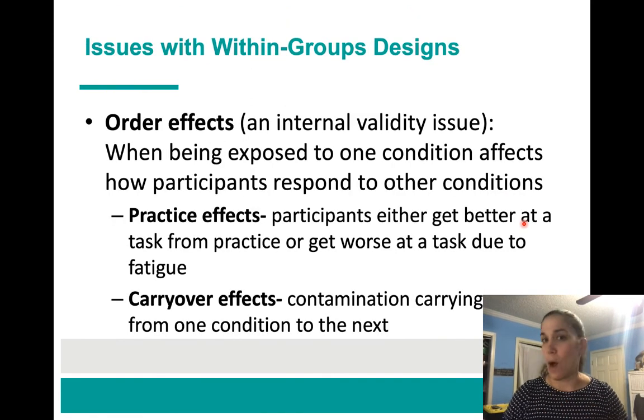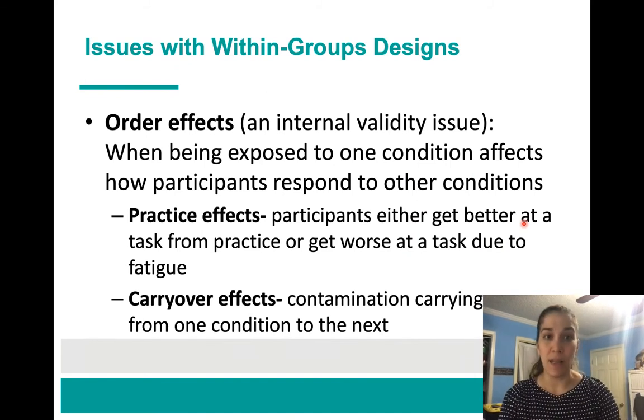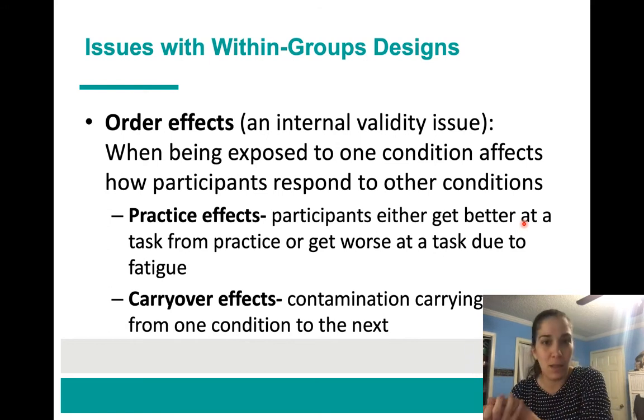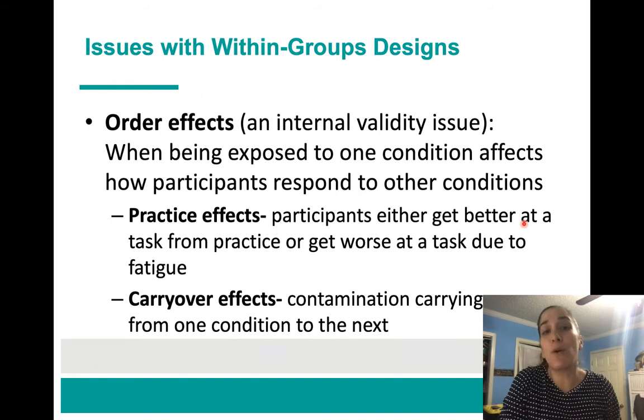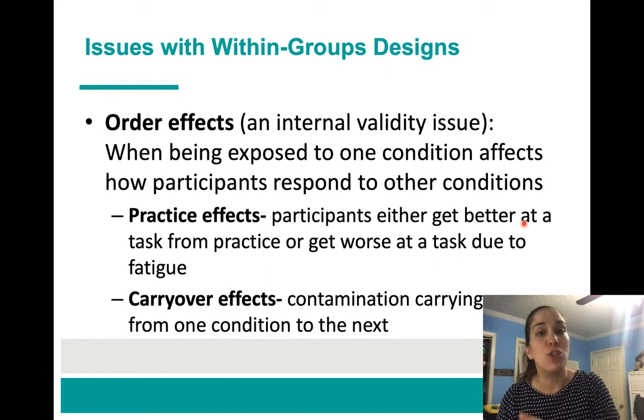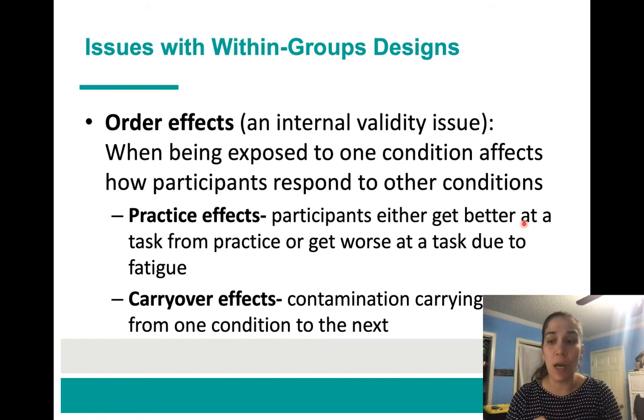So why wouldn't everybody do within groups design? Well, it doesn't make sense for every type of design. The most common problem with a within groups design is called an order effect. An order effect is an internal validity issue, and it essentially states that being exposed to one level of your independent variable might impact how you respond in the second level of your independent variable. Meaning, being exposed to one condition affects how you respond to the second or next condition. The 2 types of order effects that we're going to talk about are practice effects and carryover effects.